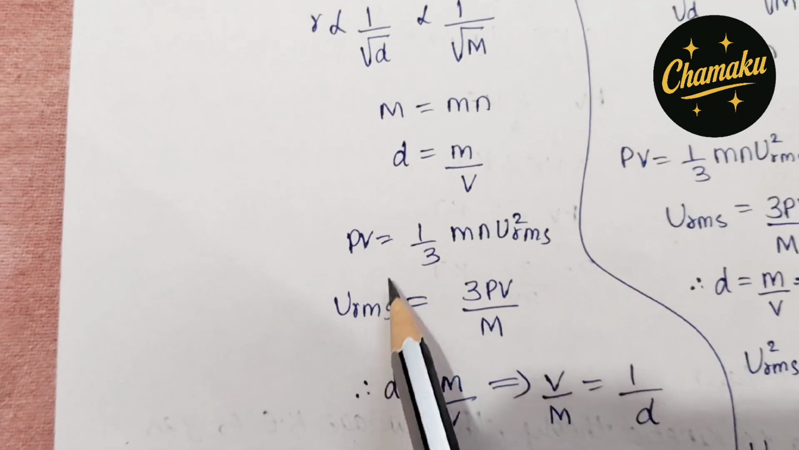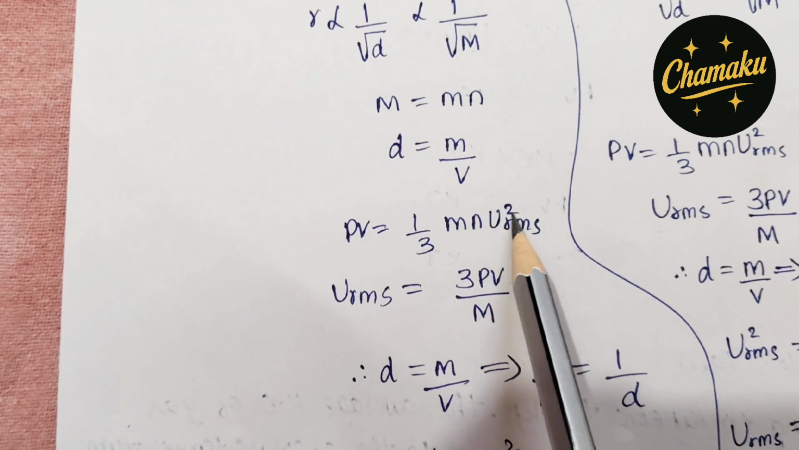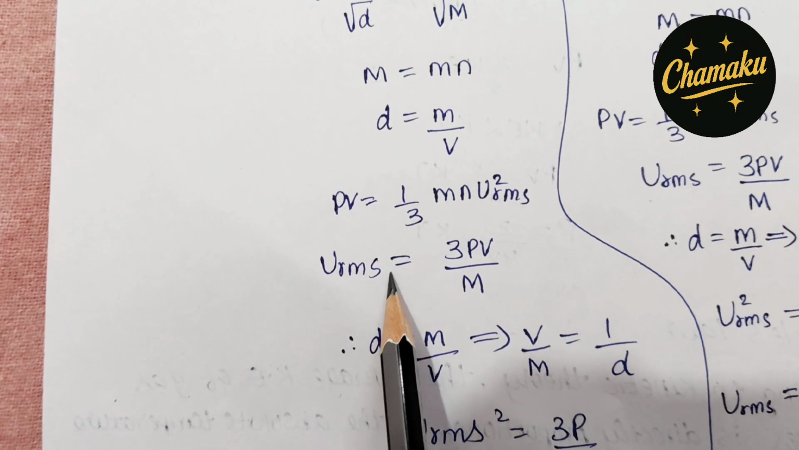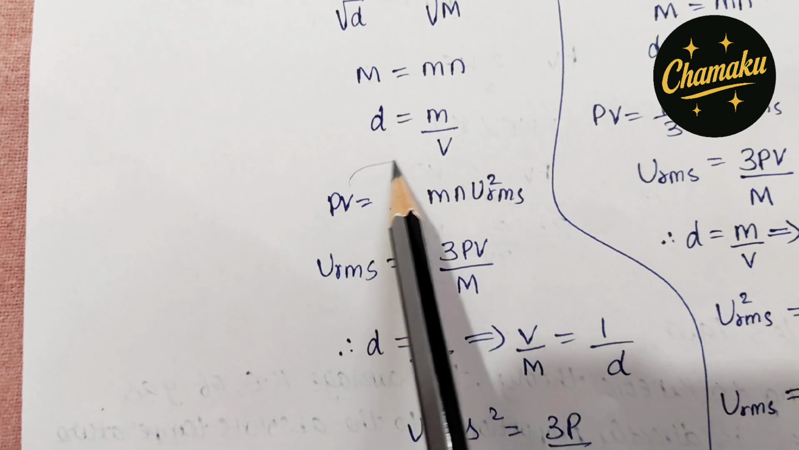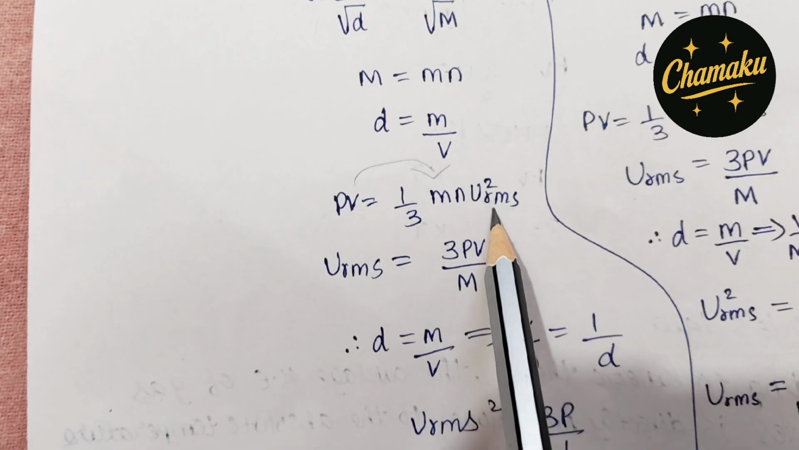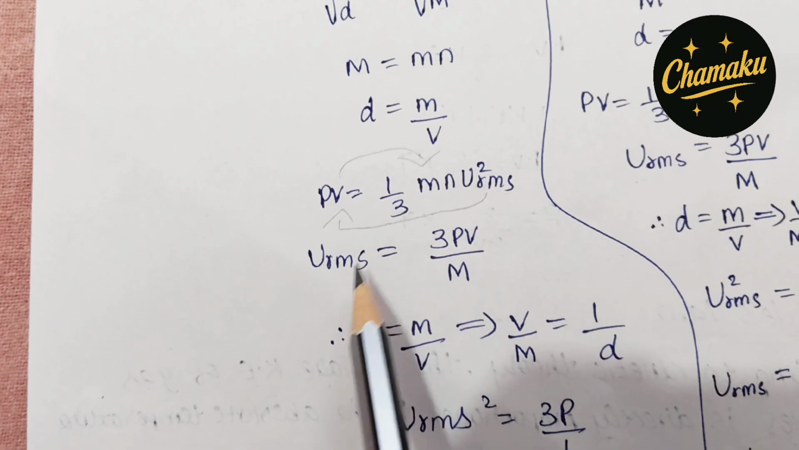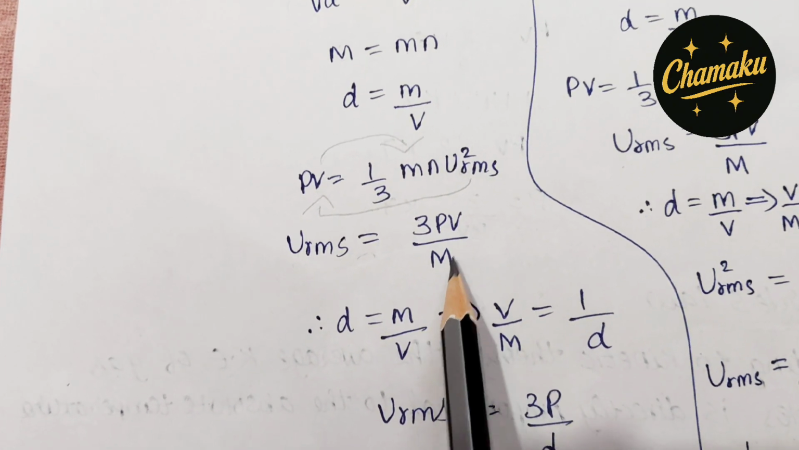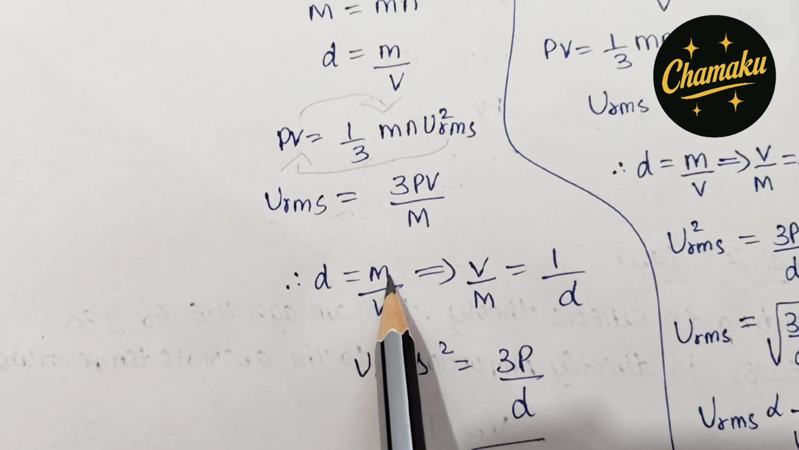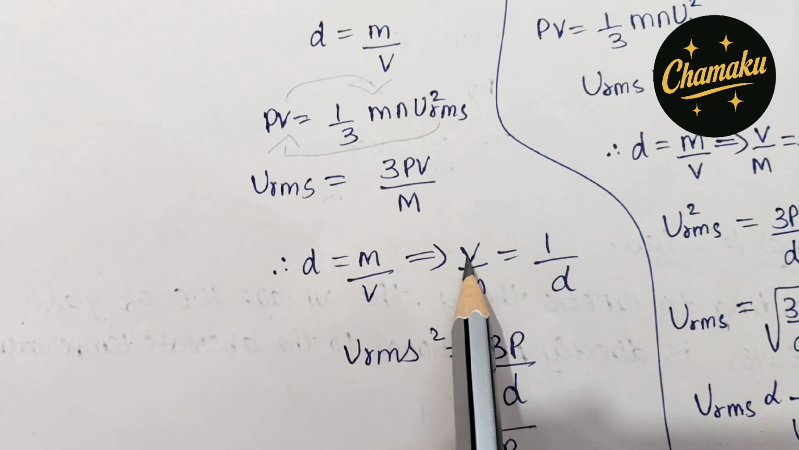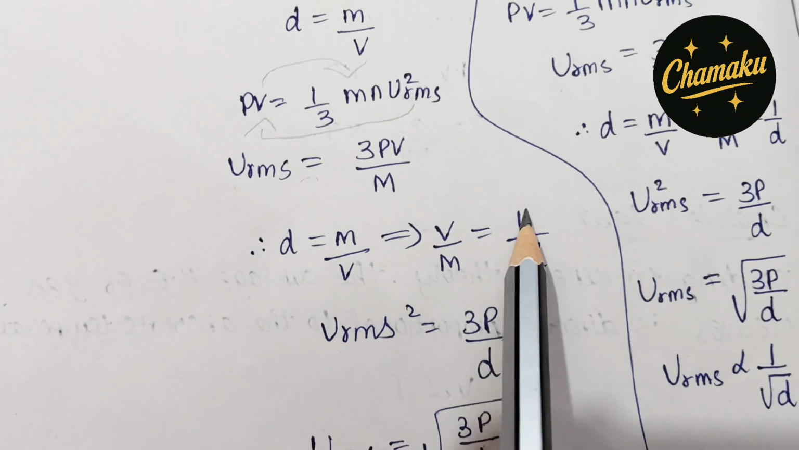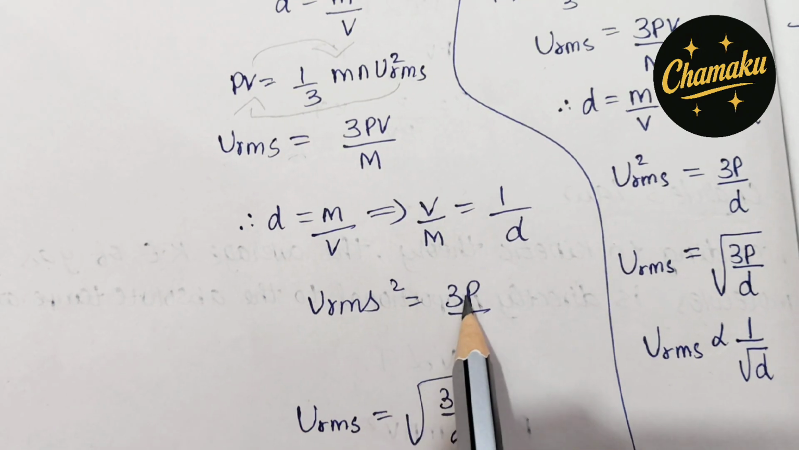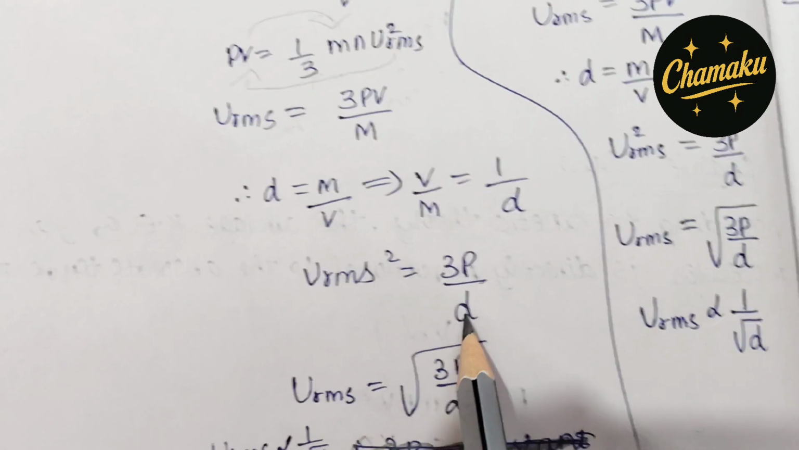So PV is equal to 1 by 3 mn u square RMS. Okay, RMS must be coming in the subscript. Okay, so URMS square is equal to, we will be taking this PV to this side, so this will be coming here. Okay, so URMS square is equal to 3PV by M. So therefore density is equal to mass by volume. Therefore we will be taking it as volume by mass is equal to 1 by density. Okay, so URMS square is equal to 3P by D. So 3 pressure by density.